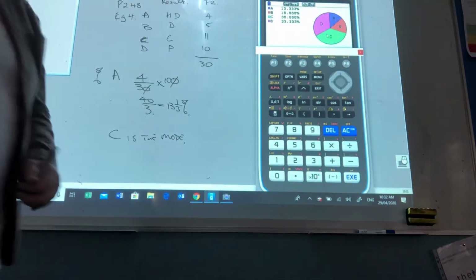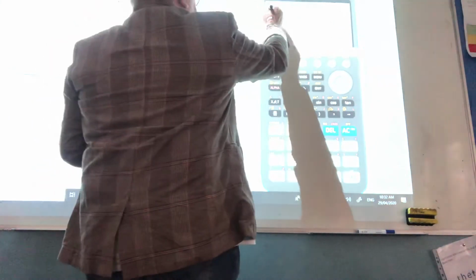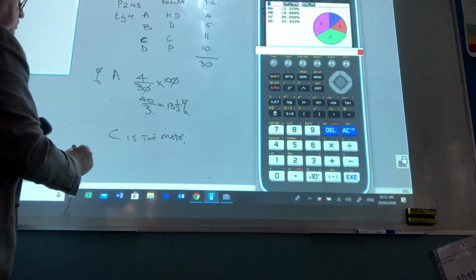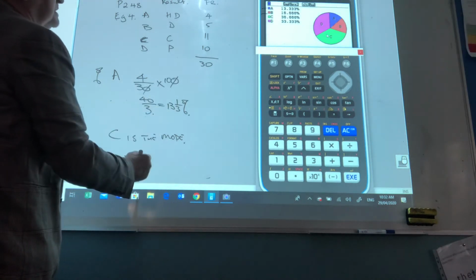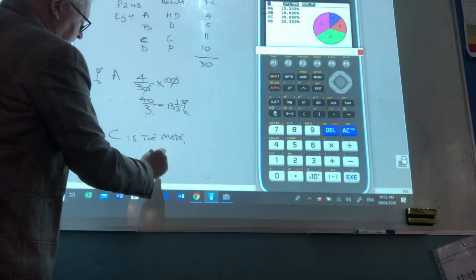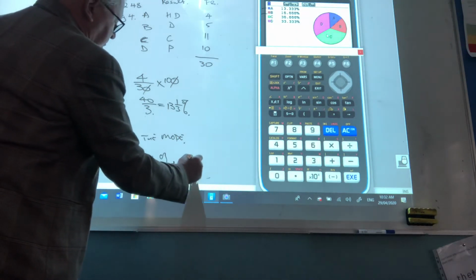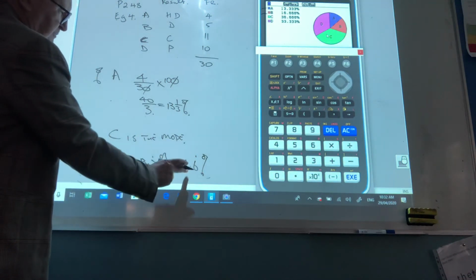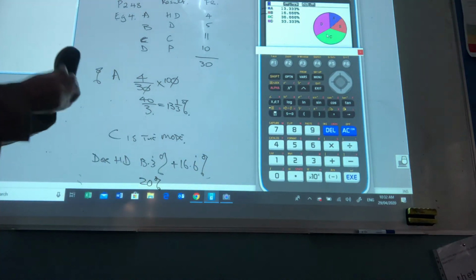Okay, so the last part of this question says, what is the percentage of students that scored a distinction or better? So this is the distinction. This is the high distinction. So that means they scored a distinction or a high distinction. So that's 13.3%. That means the threes just go on and on and on. Plus 16.6%. That means the sixes just go on and on and on. 13 plus 16 is 19. Those two add up to 1. So it's 20% scored that or better.